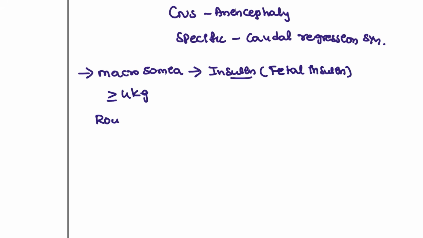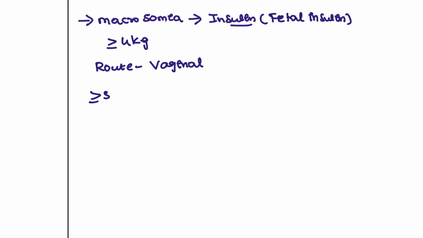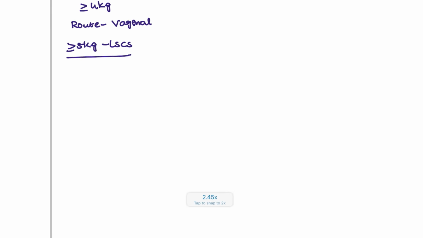And the route of delivery is always vaginal. Only if it is more than 5 kgs, then we have to think about the LSCS of the patient. Then only we have to think about the LSCS.